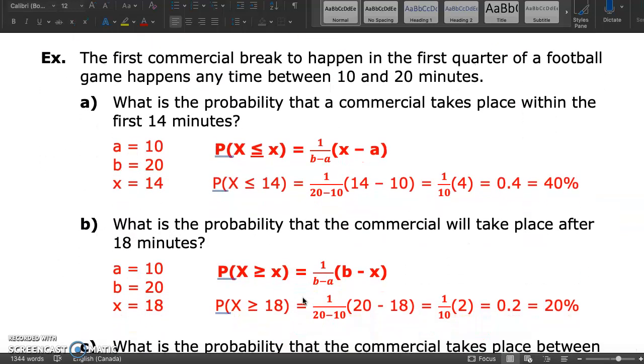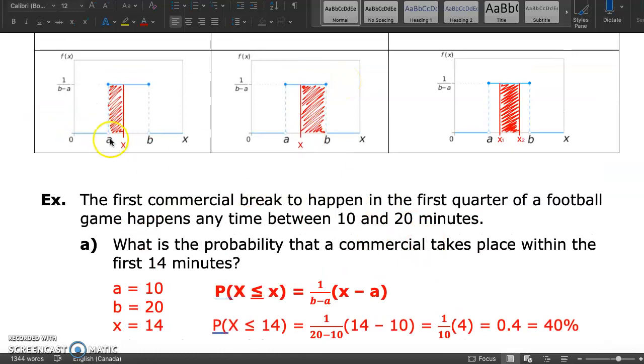So, for example, the first commercial break to happen in the first quarter of a football game happens anytime between 10 and 20 minutes. What is the probability that a commercial break takes place within the first 14 minutes? So, the height of that rectangle will always be 1 over b minus a. But if it's happening between, and I'm going to steal this image, 10 to 20, we're wondering where x in this case is 14.